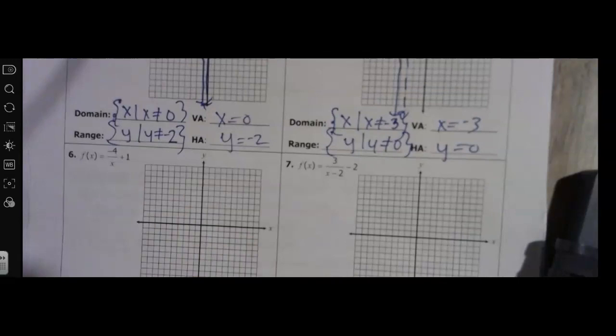Alright, so down here for 6, we see that we have a negative a value here, so it's going to be compressed a little bit. Okay.